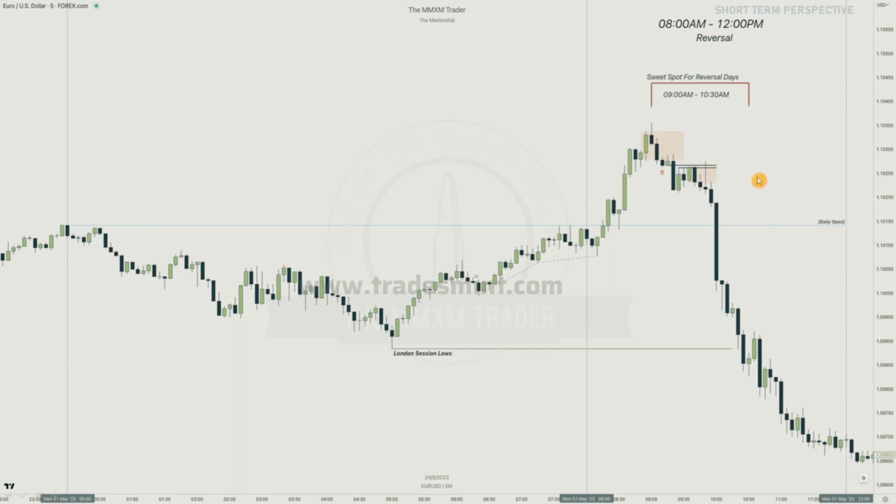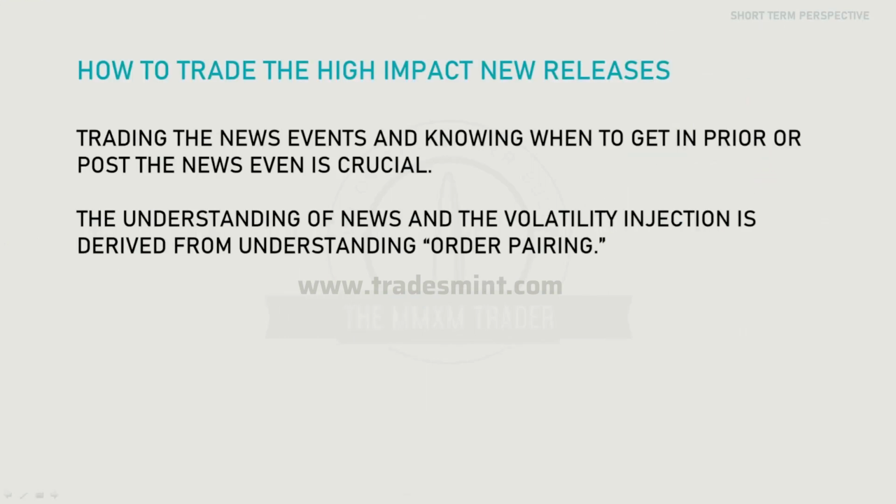to 10:30 a.m. reversal day. So we're going to be talking about how to trade high impact news releases, right? So trading the news events and knowing when to get in prior or post the news event is crucial. The understanding of news and the volatility injection is derived from understanding order pairing, and we went over order pairing in the core concepts, right?